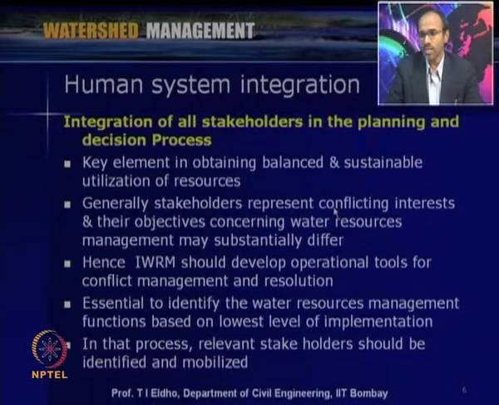Generally, stakeholders represent conflicting interests, and their objectives concerning water resource management may substantially differ. If you consider a watershed, people will have different interests. Rich people may have different interests, poor people may have different interests. Rich farmers want to grow cash crops like sugar cane, and poor farmers may wish to go for rice cultivation. Like that there will be differing or conflicting interests.